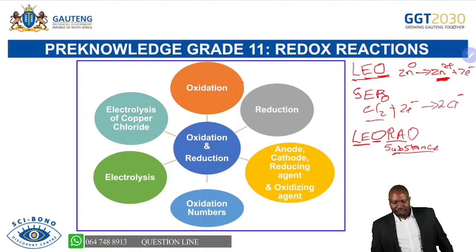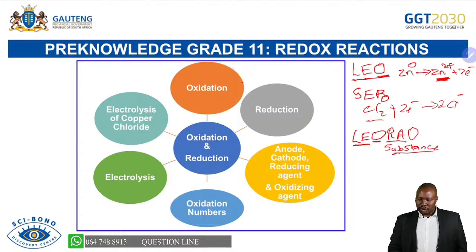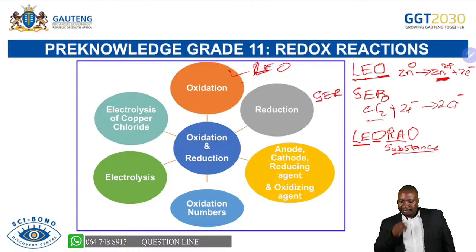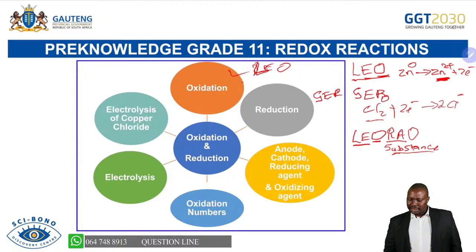So how many definitions have you done so far? We have defined what is oxidation. We said it's Leo, loss of electrons is oxidation. So Leo, don't forget. And reduction, we are saying is gaining of electrons. Now we are defining a reducing agent as a substance that undergoes oxidation, or a substance that loses electrons.